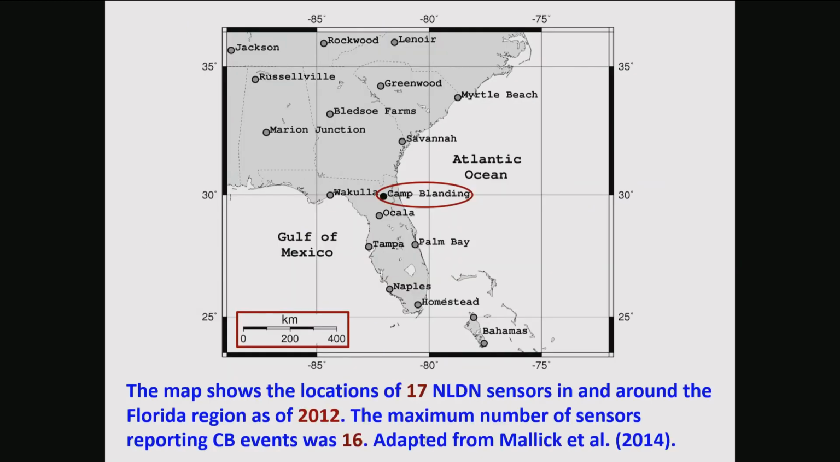The configuration of the NLDN in the Florida region is shown here. 17 NLDN sensors are indicated by gray circles. There are 17 of them, including 2 in the Bahamas. And the location of the Camp Blanding lightning triggering facility is indicated by a black circle right here.